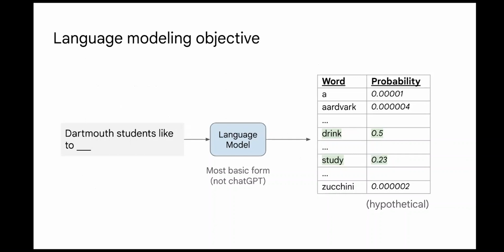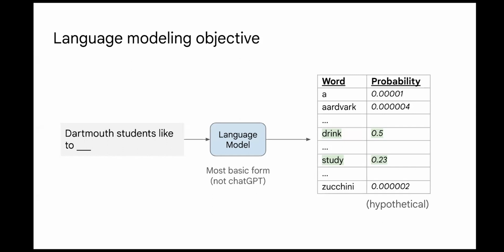Great, so as a review, language models are basically a super good next word predictor. It's good to think about exactly what this means. Here's an input the language model might get, and then what it actually outputs. The input is some arbitrary sequence of words, like "Dartmouth students like to." This is not ChatGPT, but in the most basic form, for each word in the dictionary, the language model outputs the probability of that word being the next word.